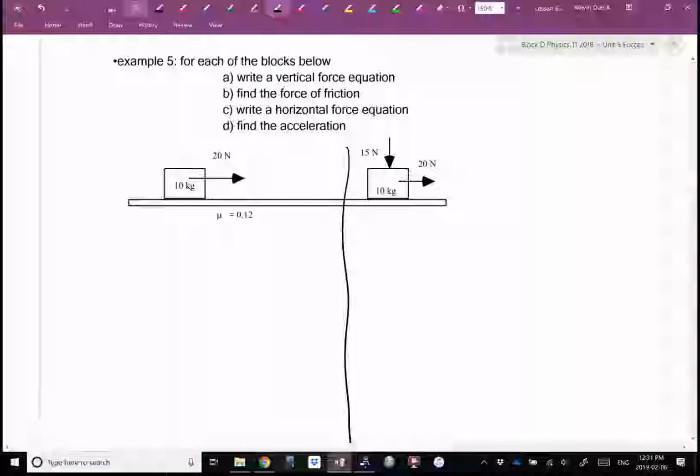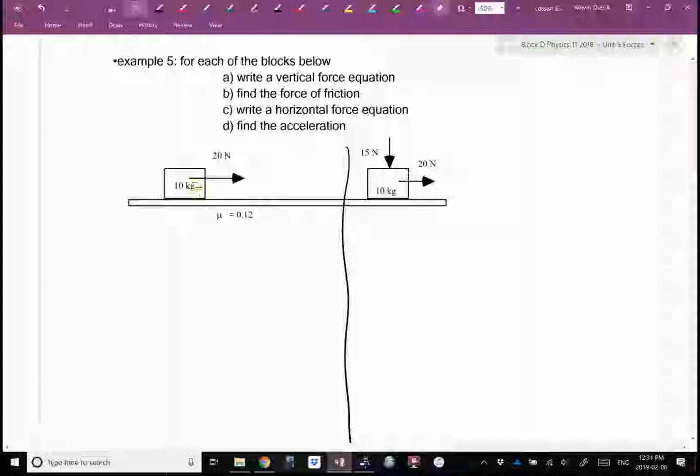Logan, what does A want me to do? Write a... You know what? This is a job for a free body diagram. And the way I figured that out is I also noticed that B said find the force of friction. C said write a horizontal. There's more than one force in here. This is not just F equals ma. Let's do a free body diagram.